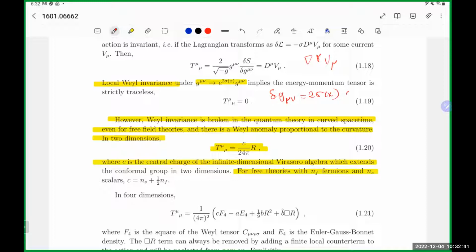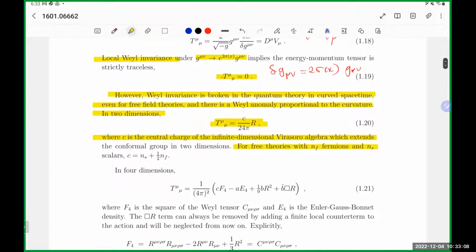Times G, of course, G mu nu. Right. Thank you. And then if you plug this into the Lagrangian, for example, let's say a massless field, and you vary the Lagrangian, you find that the condition for being invariant under this transformation is that the trace of the stress energy tensor is strictly 0.